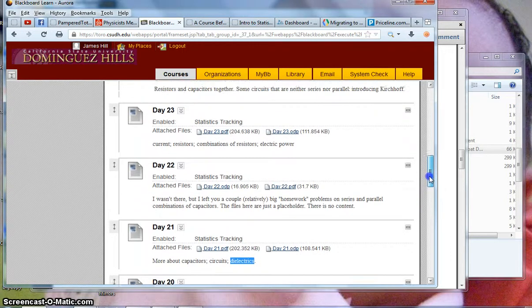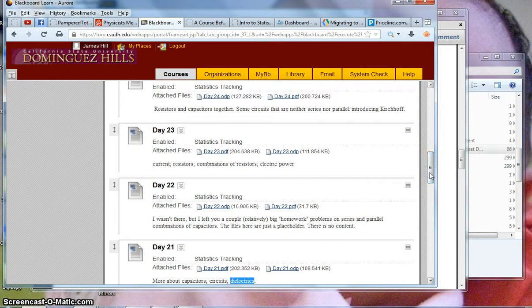Day 22, I actually left you with some sheets to work on. I had told you before that most of my old tests have something about reducing series and parallel combinations of capacitors, and they're on almost all the old tests. I pulled those sheets from old tests that you can find on the Blackboard web pages here.